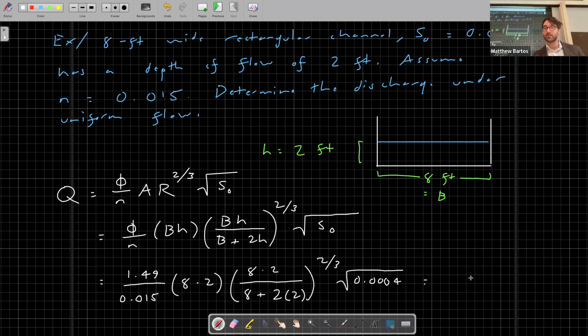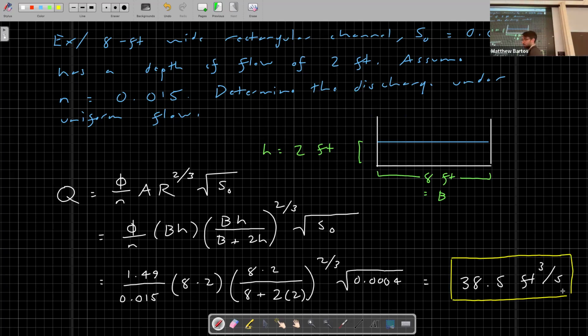And if we evaluate this expression, what we'll end up with is about 38.5 cubic feet per second. So that is how we can compute the discharge given the depth, the hydraulic geometry, and the bottom slope of a channel.